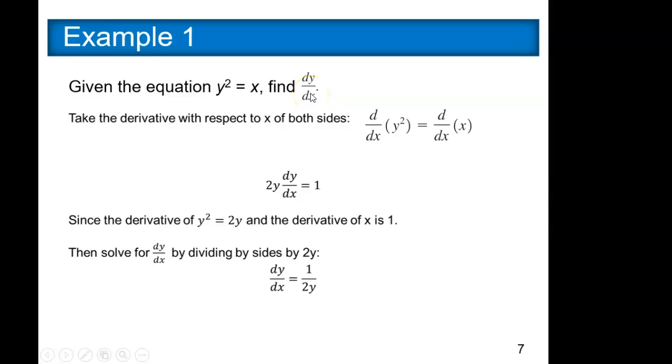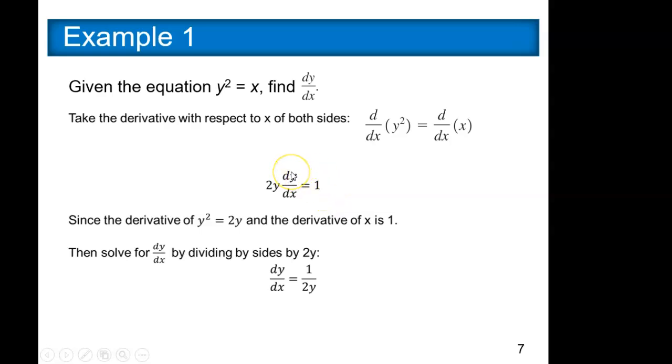So the first thing we're going to do is take the derivative with respect to x of both sides. When I take the derivative with respect to x of this side, we just apply our normal power rule. We bring the 2 down, we have the y, and this drops to the first power. So we'd have the 2y part. But because we're taking the derivative of y and not the derivative of x, we need to put this dy/dx beside of it. And then on this side, when we take the derivative of x, that's just going to be 1. We don't need to put dx here because that's not necessary.